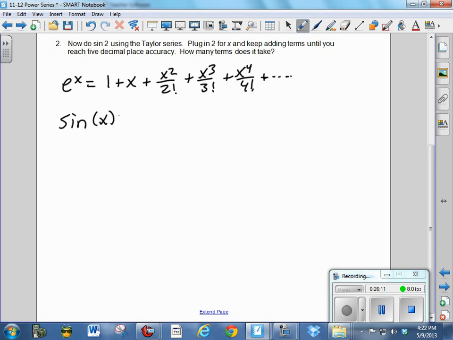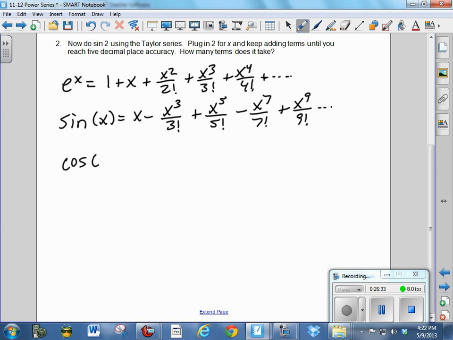Sine of x is equal to x minus x cubed over 3 factorial plus x to the 5th over 5 factorial minus x to the 7th over 7 factorial plus x to the 9th over 9 factorial, etc. Cosine of x is equal to 1 minus x squared over 2 factorial plus x to the 4th over 4 factorial minus x to the 6th over 6 factorial plus x to the 8th over 8 factorial, etc.